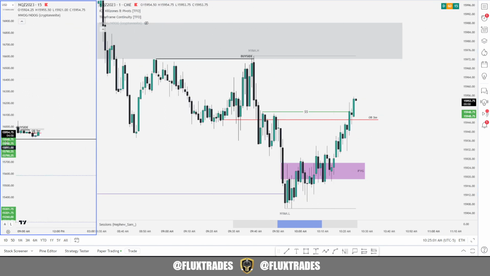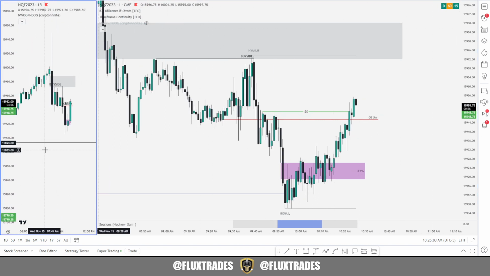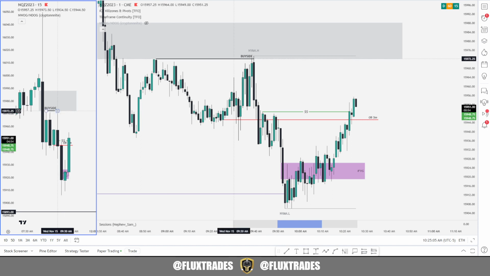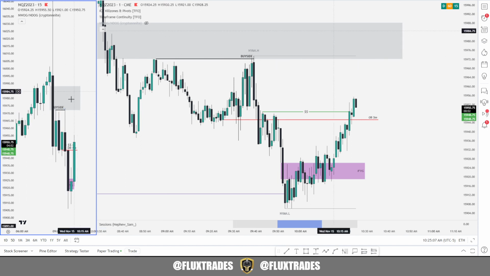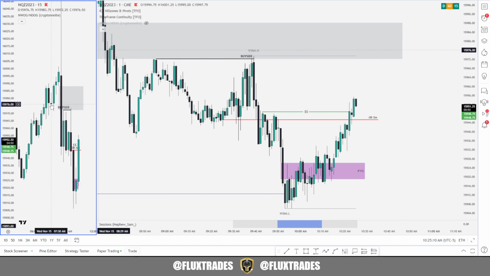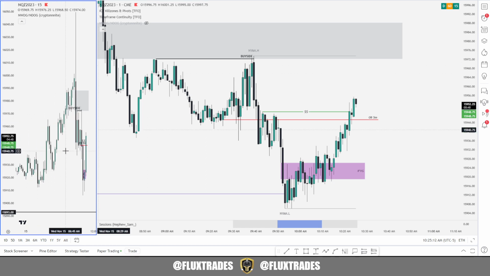Still a lot of this 15-minute gap here to fill in. We just barely wicked up into it. So if we want to come up and fill the majority of this gap, maybe tap into the breaker there, the candle body. That's also a potential.